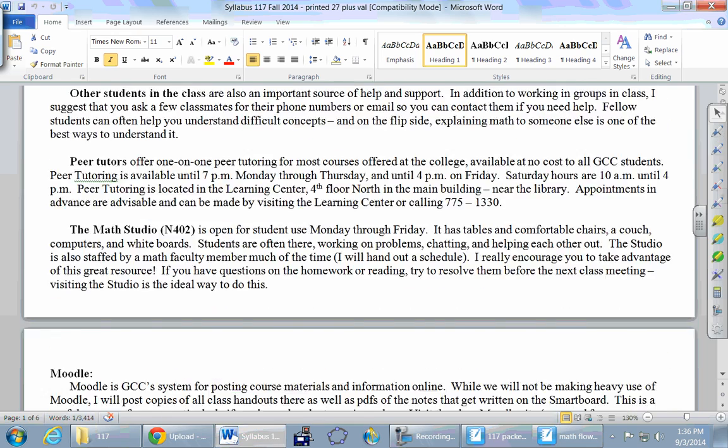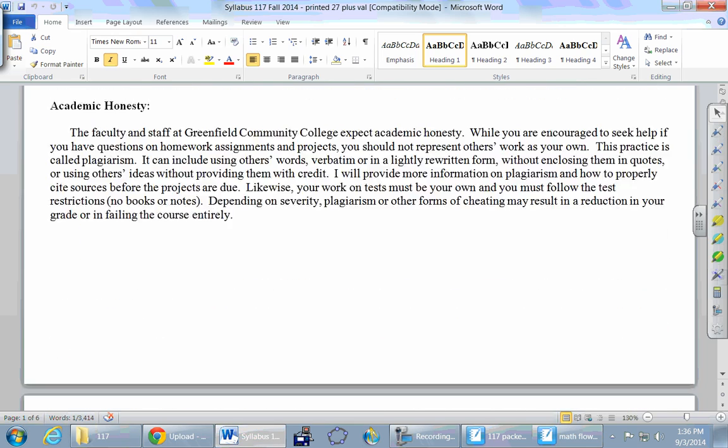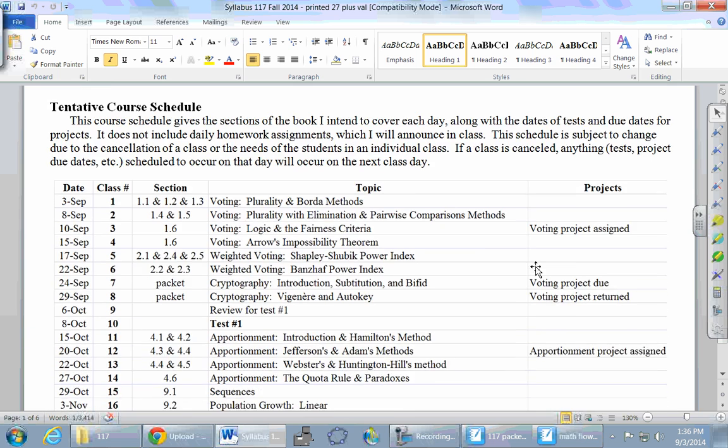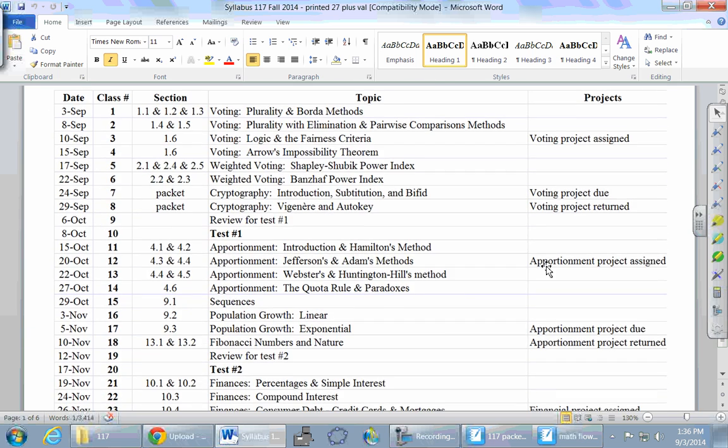On the syllabus, the very last page has our calendar. Now, I'm typically gonna project this calendar at the start of every class, so you should know that you have this at the very back of the syllabus. And it tells you what we're going to do on any given day. So today is September 3rd. It's class number one. We're covering these sections in the book, and that's the topic. But then over here in the right-hand column is this stuff about projects.